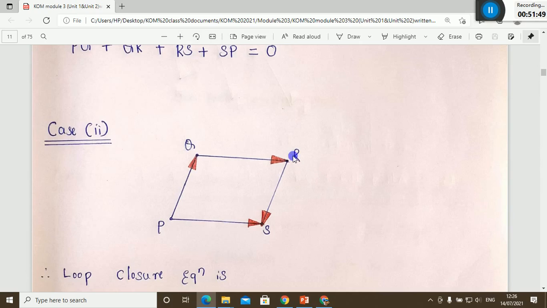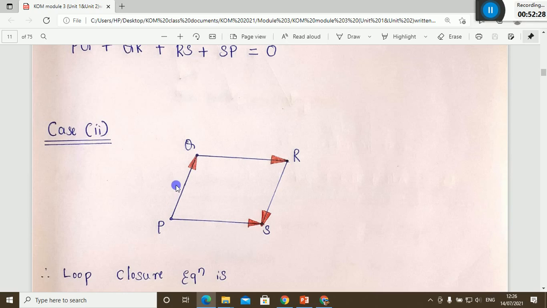So try to write down the loop closure equation of this mechanism. Again, there is a 4-bar mechanism. You can take the direction as per your convenience. So now I'll replace all the kinematic links with vectors. The first vector PQ I'll take clockwise, the second vector is also clockwise, the third vector RS is also clockwise. I'll change the direction of the vector PS to the reverse order. I'll take it counterclockwise. And the reference is always the initial point, PS.